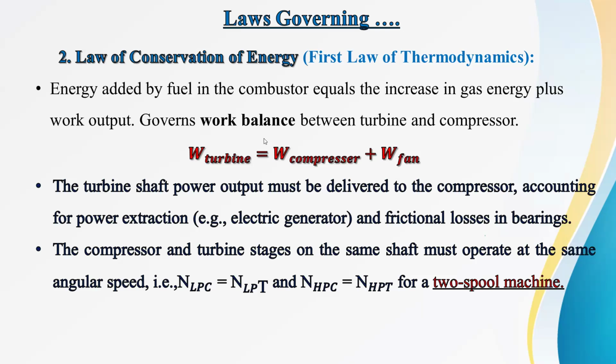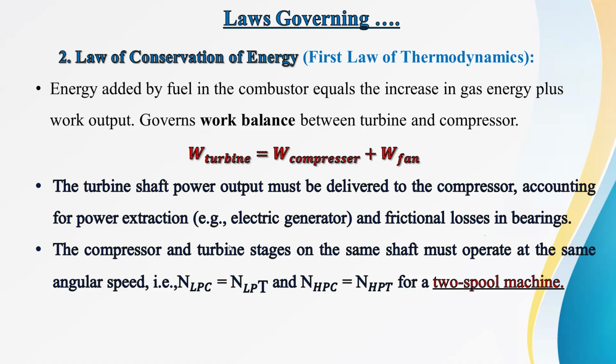The second governing law is the law of conservation of energy, from our first law of thermodynamics, which states that the work done by the turbine equals the work done by the compressor plus the work done by the fan. So the turbine shaft power output must be delivered to the compressor, accounting for power extraction. The frictional loss in bearings should also be considered. And the compressor and the turbine stage on the same shaft must operate at the same angular speed.